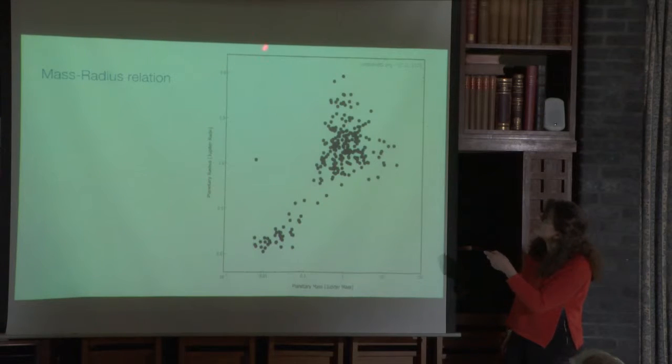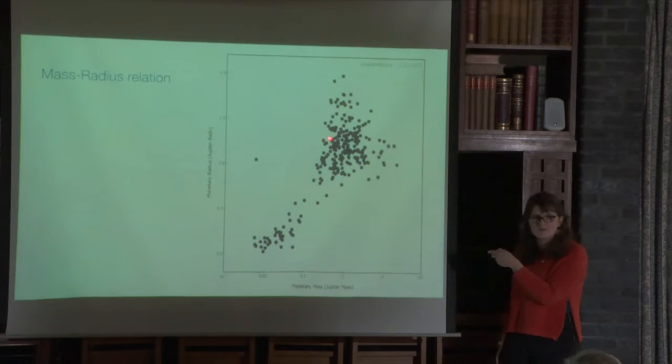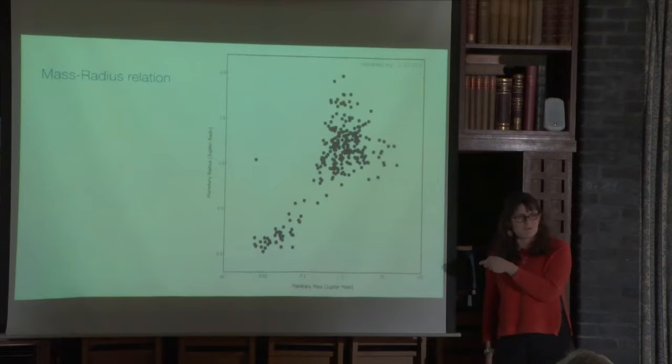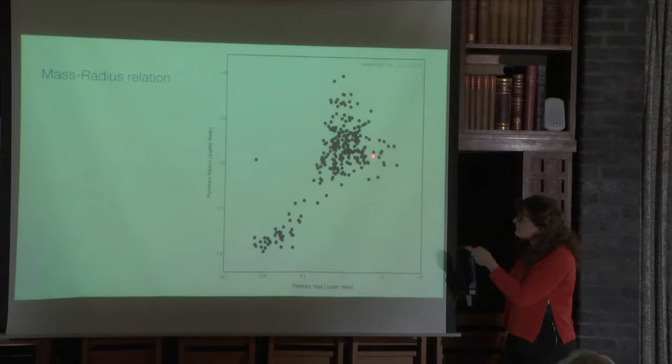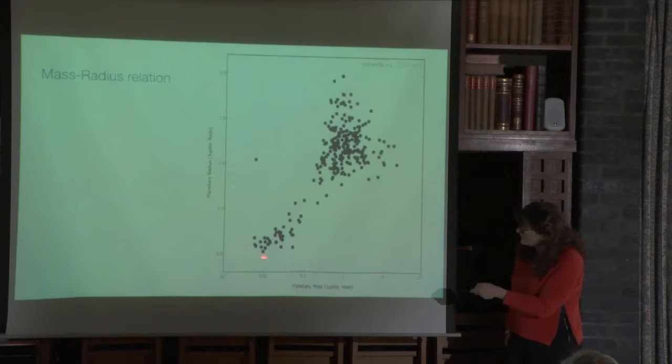So you can see we have radii ranging from more than 2 Jupiter radii. That should immediately throw alarm bells in your head. It should not be possible to make a planet more than 2 Jupiter radii. But we'll discuss that a bit more. And down to radii similar to that of the Earth. And planetary masses also spanning this full range.